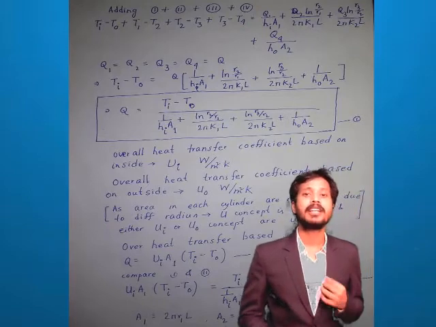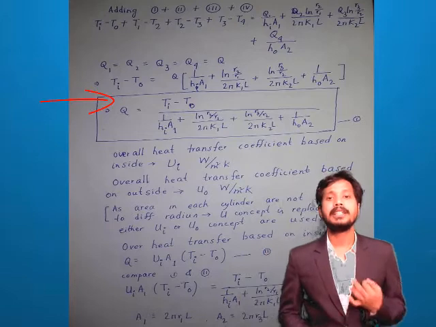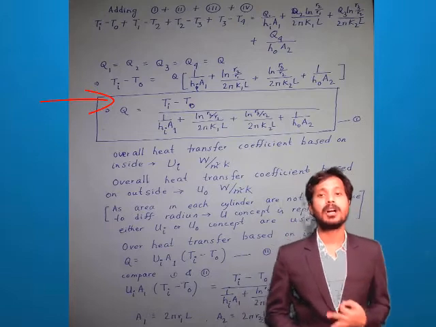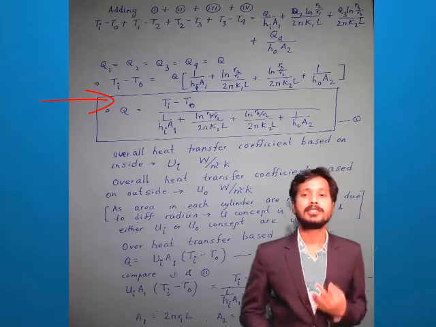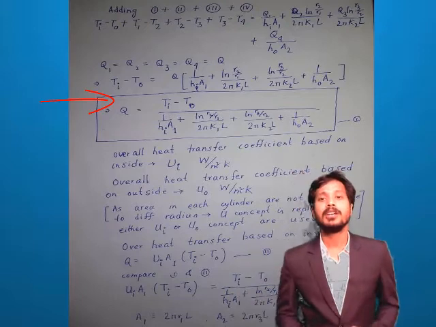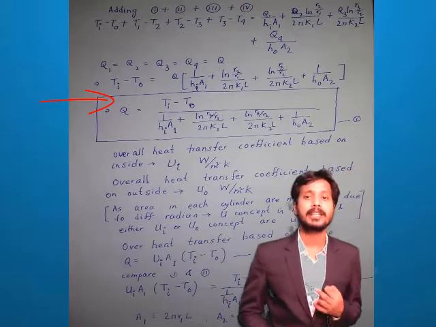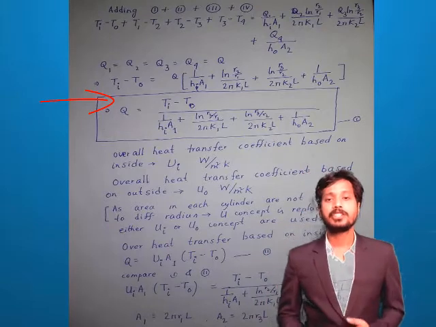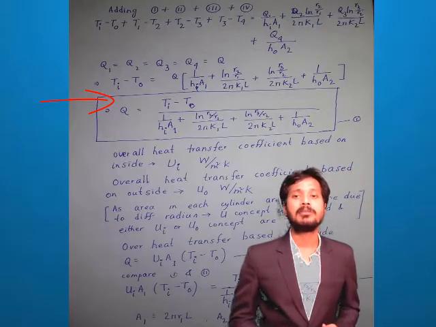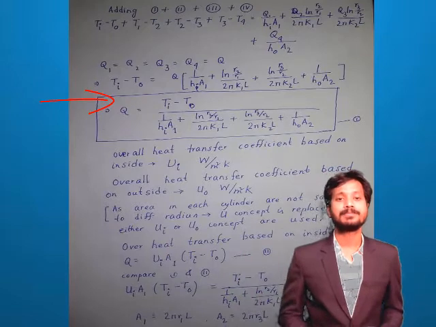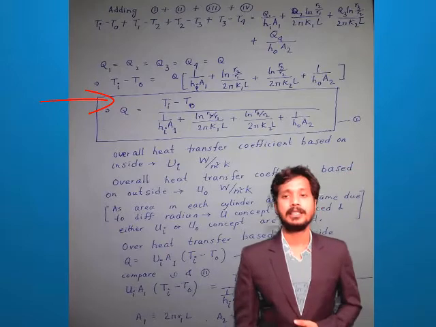So finally we get the value of Q equals Ti minus T naught divided by 1 by Hi A1 plus ln of R2 by R1 by 2 pi K1L plus ln of R3 by R2 by 2 pi K2L plus 1 by H naught A2. So this is the amount of heat transferred through the composite cylinder.